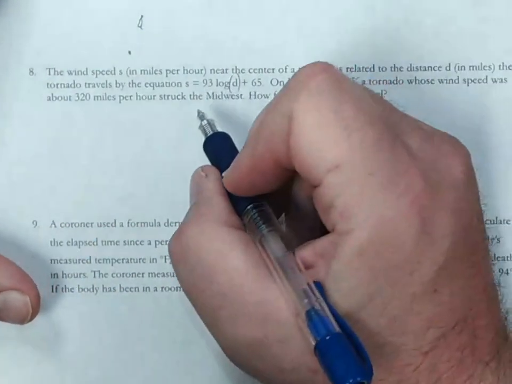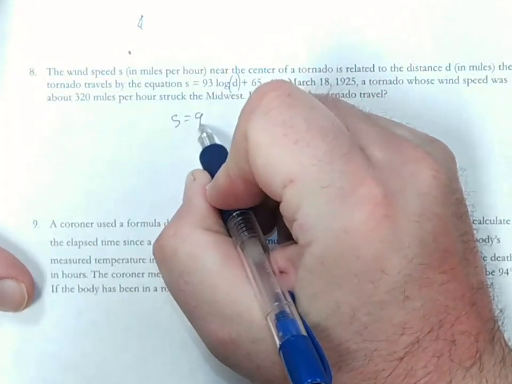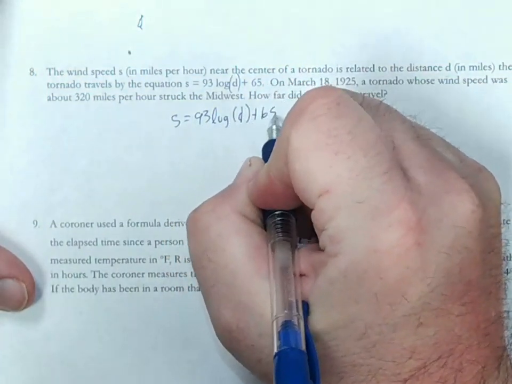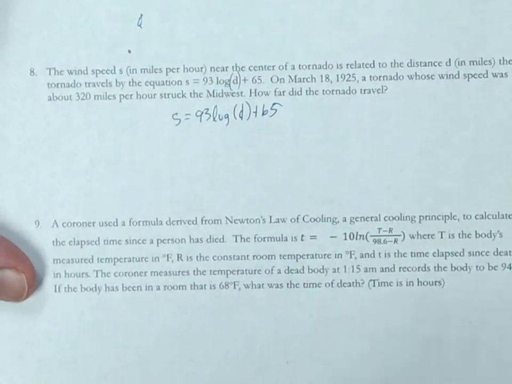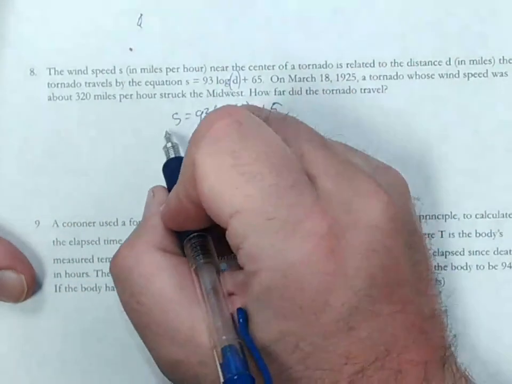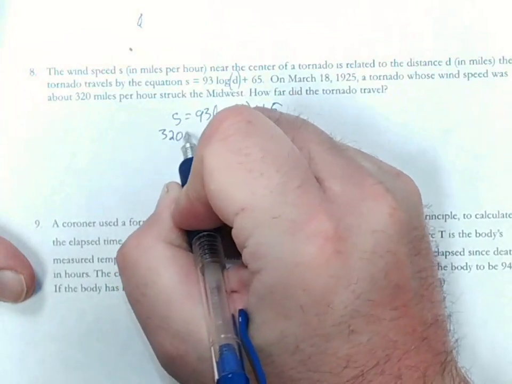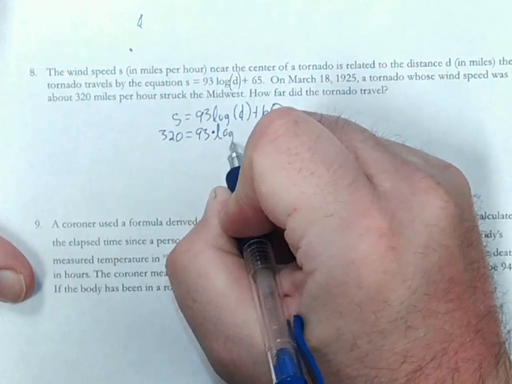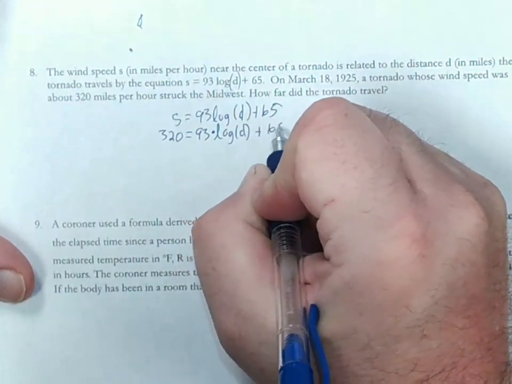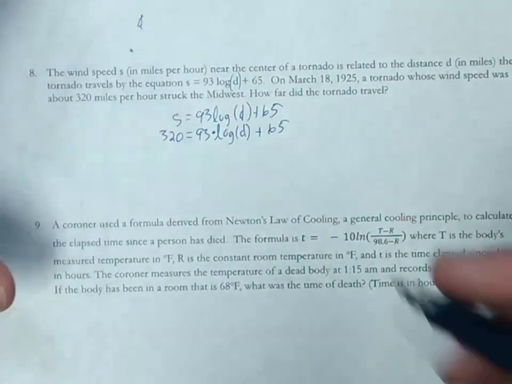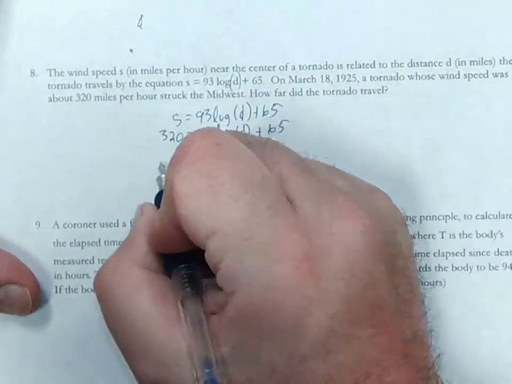So let's start with the equation here. S equals 93 times the log of D plus 65. And we are told that the speed was 320. S is speed, so I can replace that with 320. So 320 equals 93 times the log of D plus 65. Now, before I can do anything with that log, I've got to get all the stuff that's next to it away. So I'm going to subtract 65, no big deal.